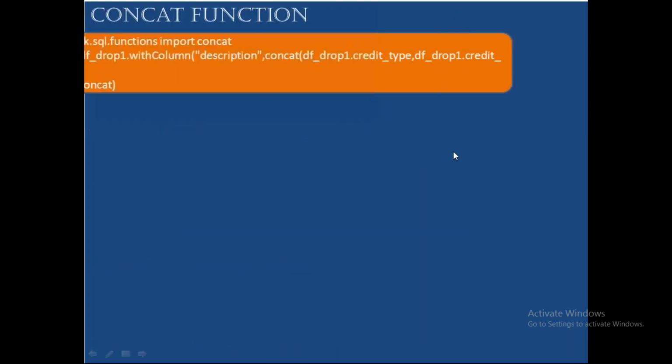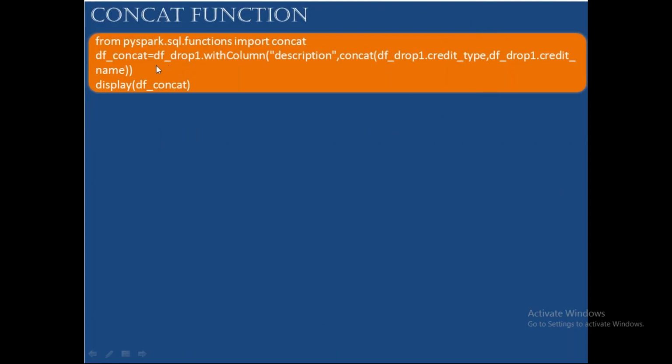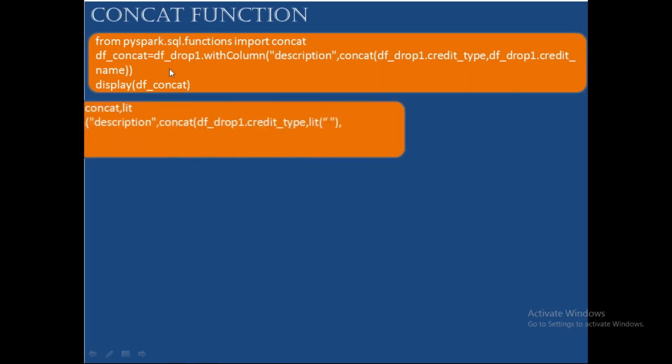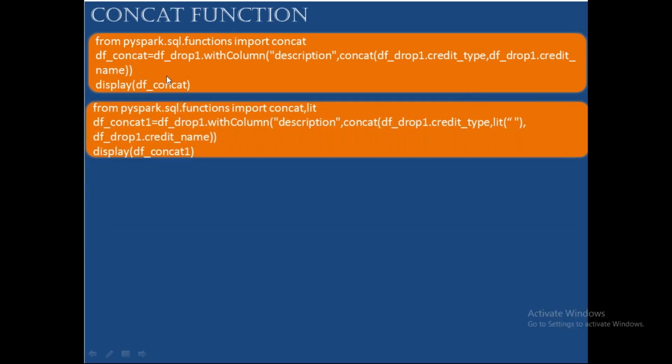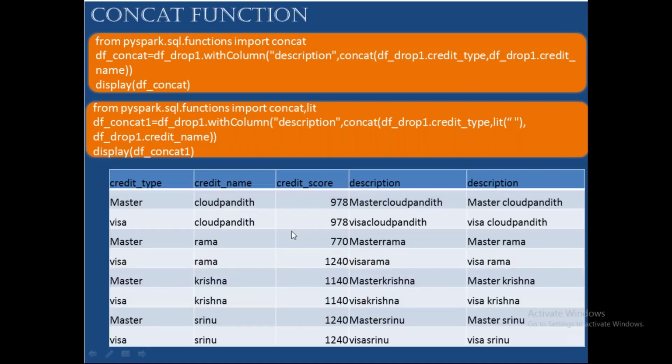Next, the concat function. What concat will do: df_drop_one, from that particular result, let me just display the result, it will be easy for you to understand. Okay, df_drop_one dot withColumn. What will withColumn do? Can you tell me? withColumn will add the data. Okay, description. See, this is the description column.